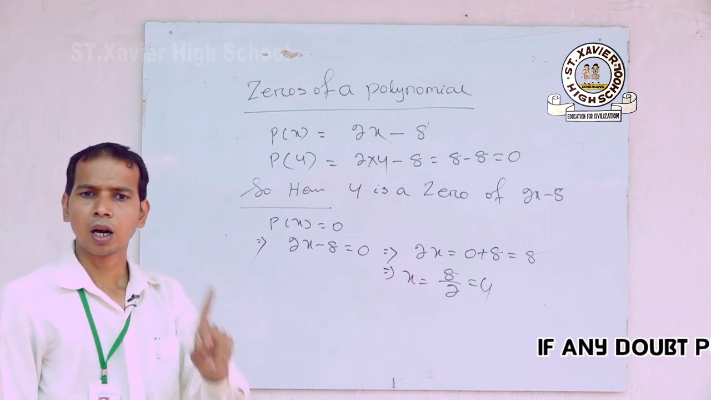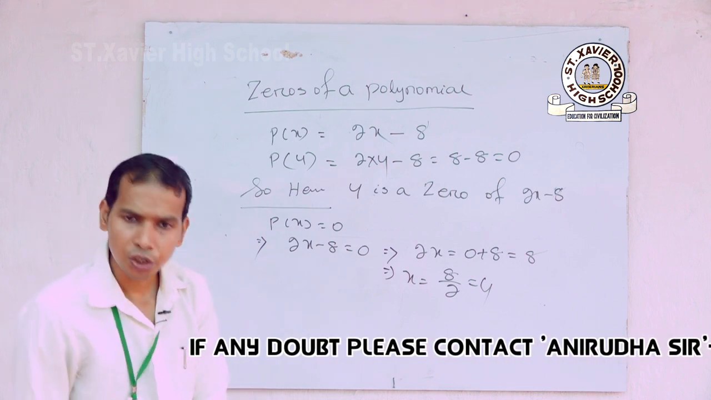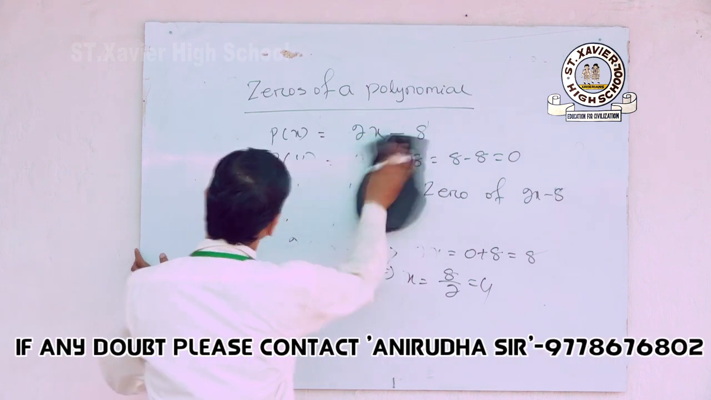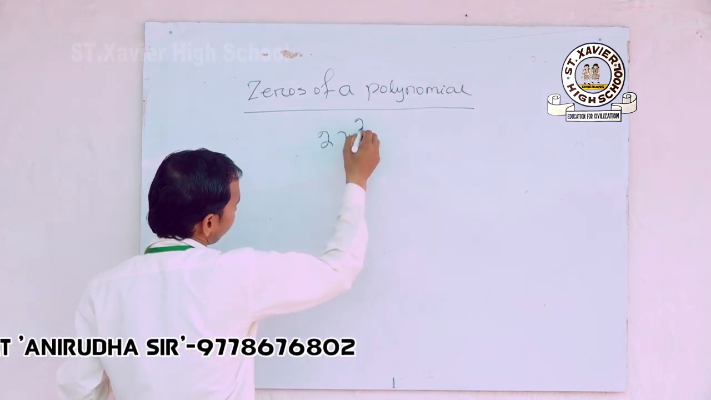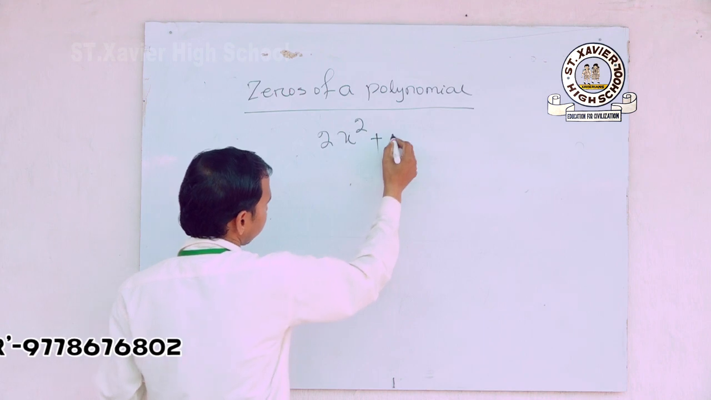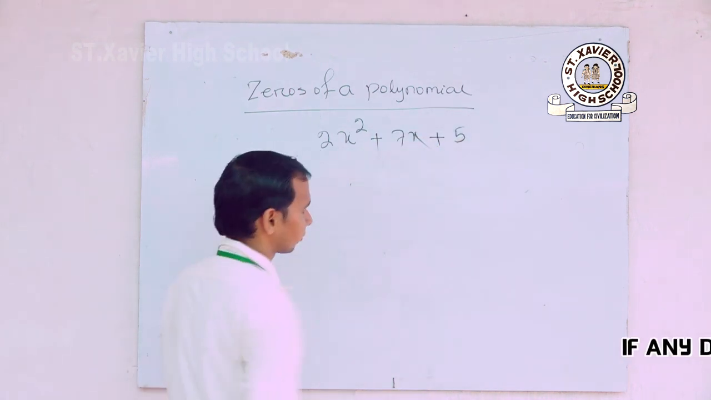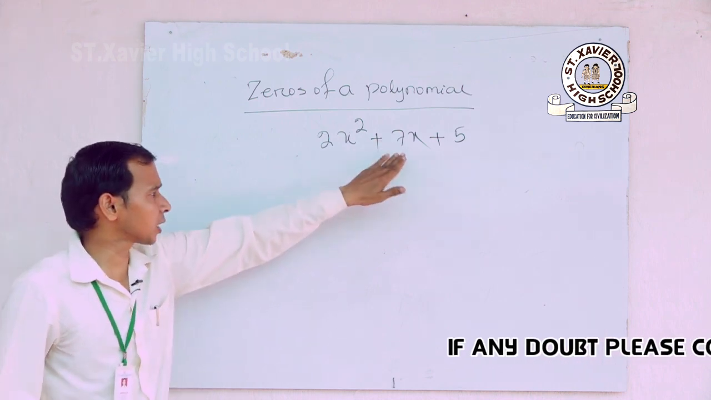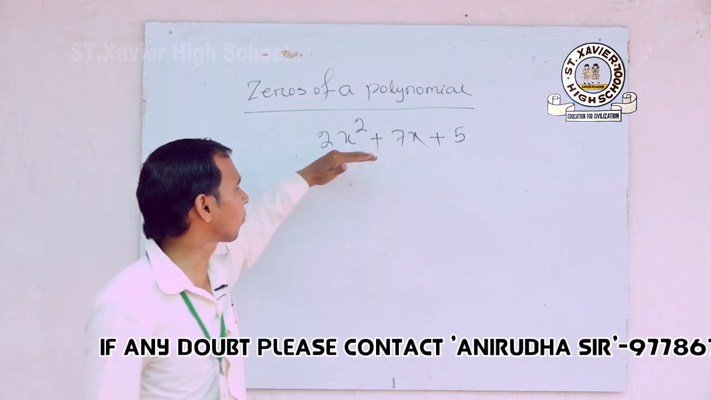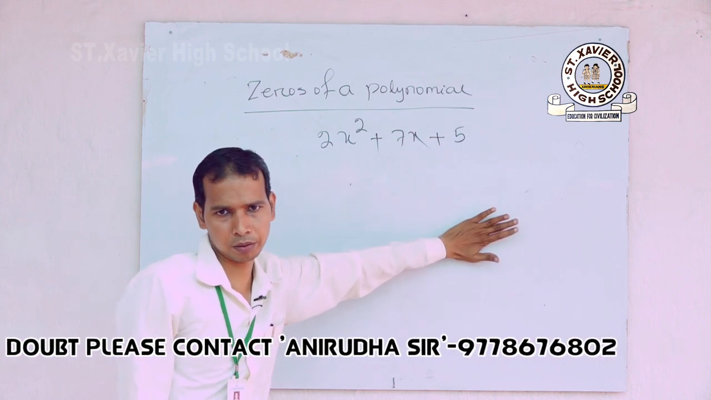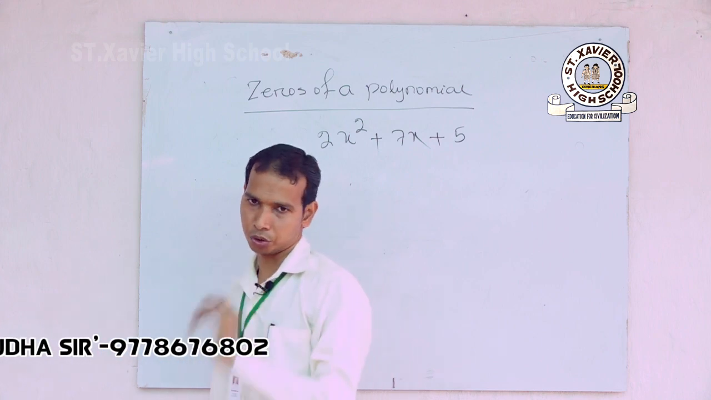Okay. Suppose you get a quadratic polynomial. A quadratic polynomial has two zeros. Look at the quadratic polynomial 2x square plus 7x plus 5. This is an example of a quadratic polynomial, and a quadratic polynomial has two zeros.